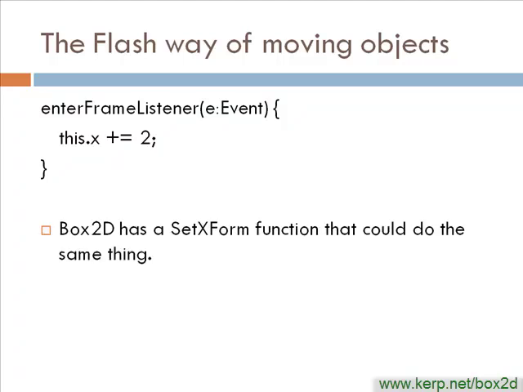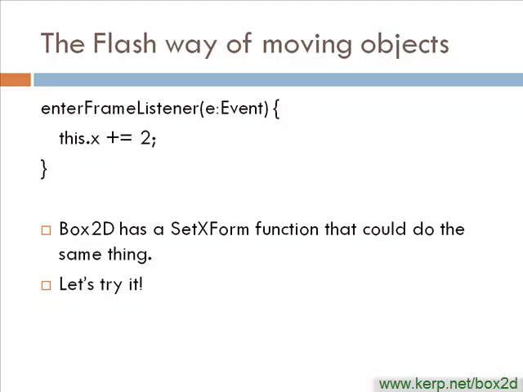Now, it turns out that Box2D has a set transform function that we could basically use to accomplish the same thing. Set transform lets you set the position of an object as well as its angular rotation. And we can try something like this to make our own bodies gradually move across the screen.